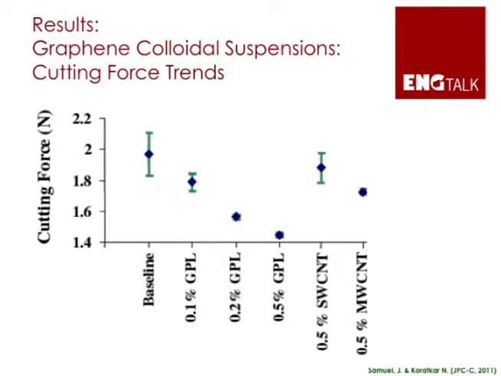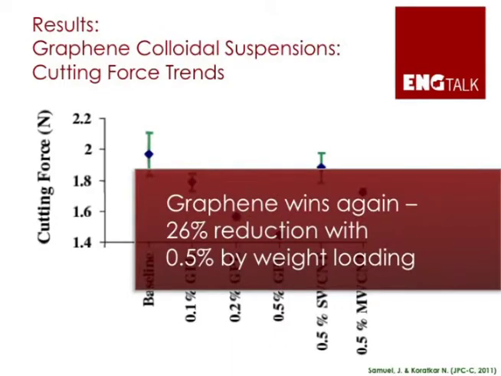The other thing to notice is the cutting force. As you look at this particular graph, what you find is the addition of graphene is again reducing the cutting force, as is seen by the first 4 data points. Notice that we are getting around 26% reduction in the overall cutting forces with only an addition of 0.5% by weight of graphene. Again, as you look at the 2 other peripheral data points, what you find is this is significantly better than the single-walled and the multi-walled carbon nanotubes.